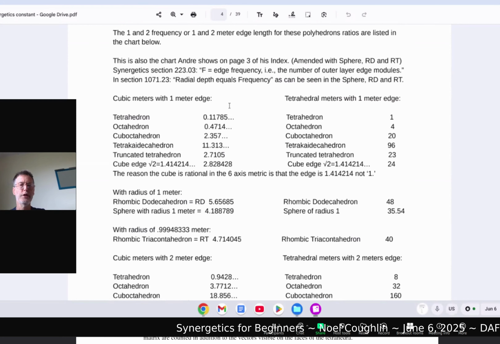If you were to take this number here and multiply it by 4, you'd get this number here. If you take the tetrahedron's number here and you multiply it by 20, you get this number here. If you multiply it by 96, you get this number here. When you multiply it by 23, you get this number here.